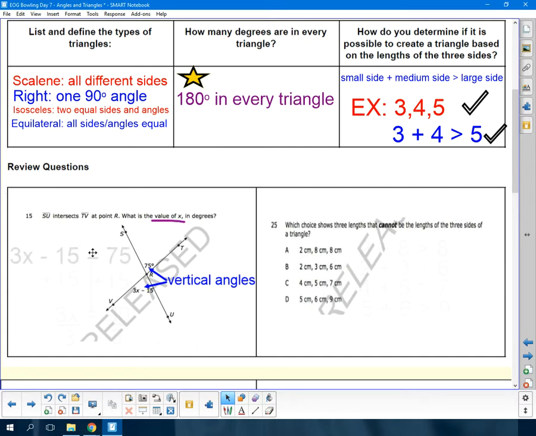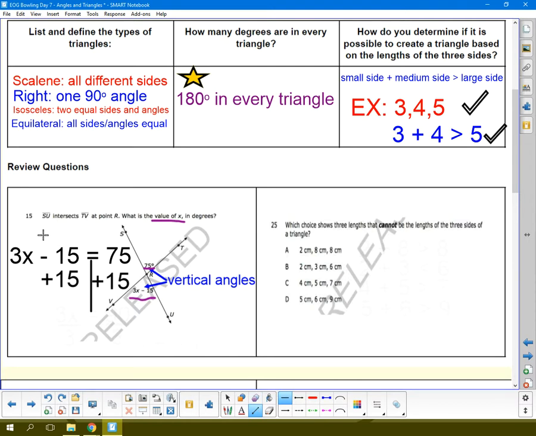I'm going to write an equation that says that 3x minus 15, this expression, equals the other expression, 75. Okay, now I have a 2-step equation I can solve. I'm going to draw my line down the middle to keep it balanced. I'm going to get rid of that 15 first. The opposite of subtraction is addition. So you add 15 to both sides.